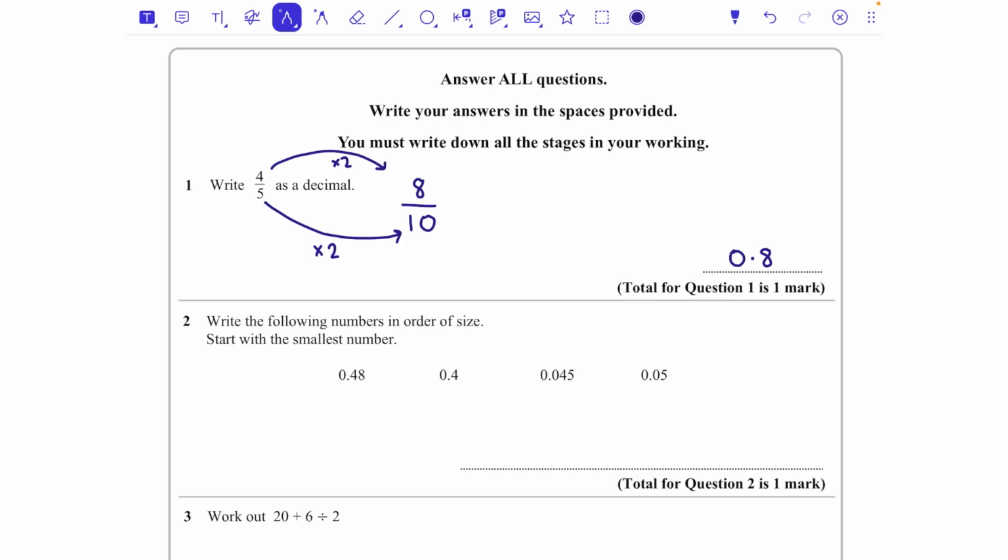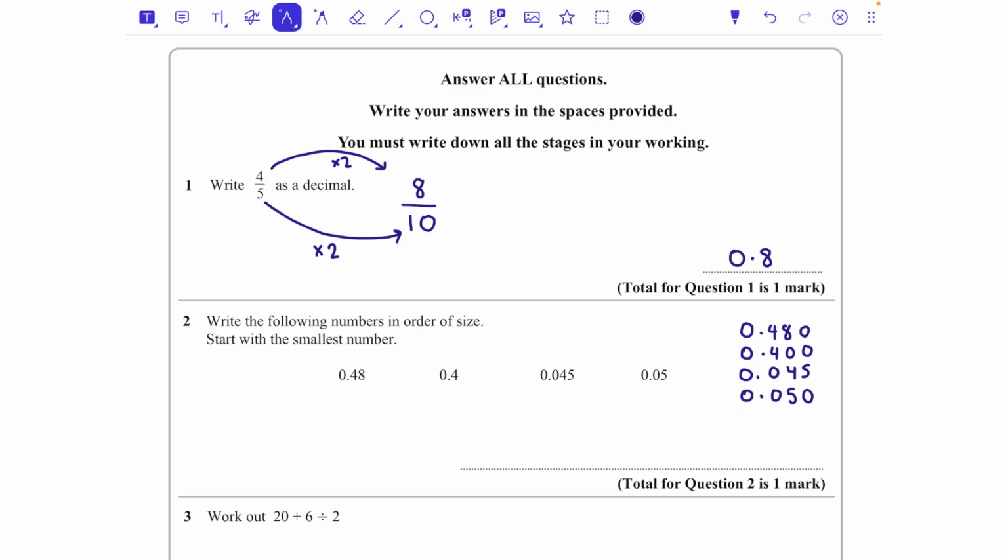Question number 2. Write the following numbers in order of size. Start with the smallest number. When we are comparing decimals, you might find it easiest to write them all on top of each other, lining up the decimal points. 0.4, 0.48, 0.045, and 0.05. Anywhere where you can see gaps, we want to make them all the same length, and you might just find that a little bit easier to compare.